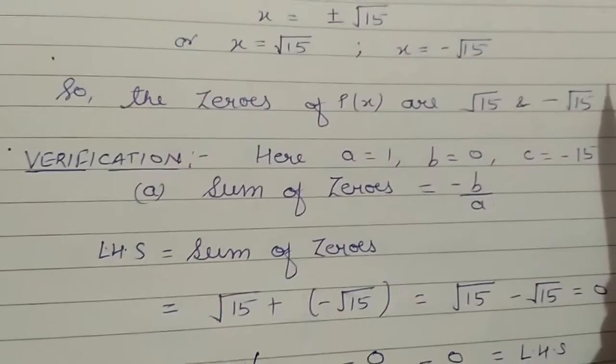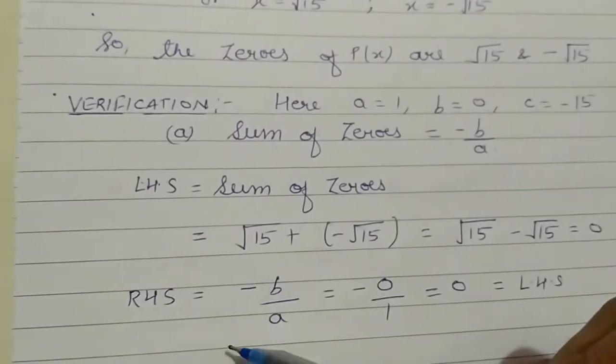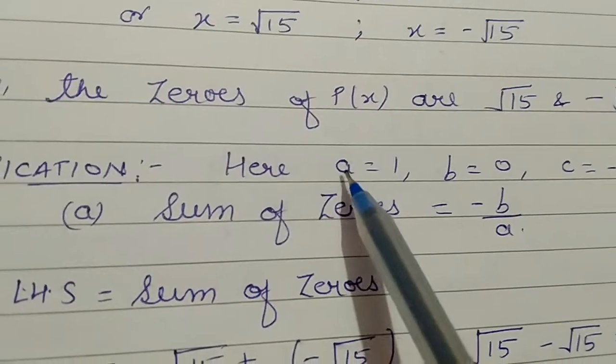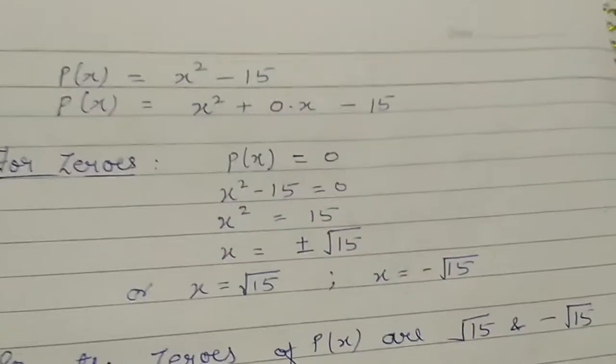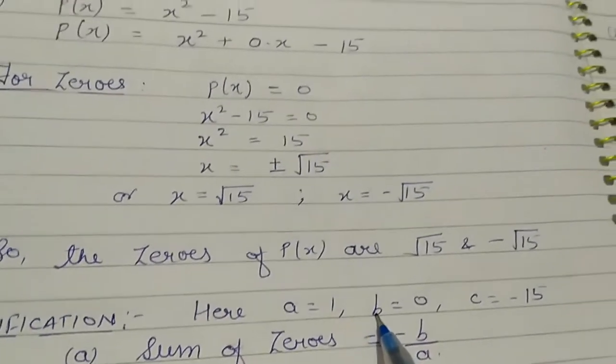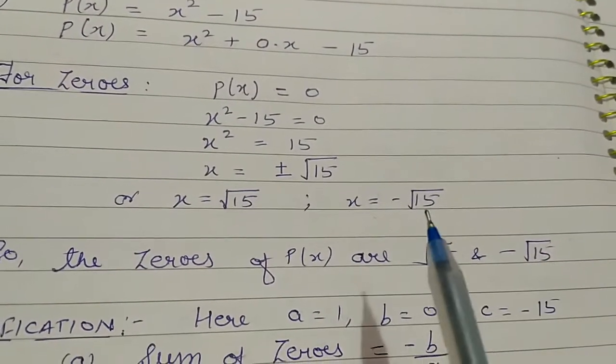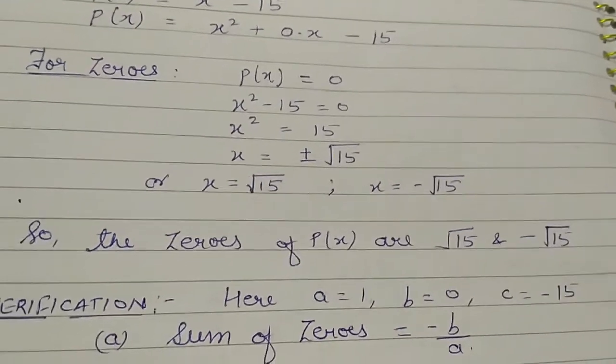Now in the second section of this question we have to verify two relations. Again the value of a equals 1 from here. The value of b, that means the coefficient of x, is equal to 0, and the value of c, that means the constant term, is equal to minus 15.